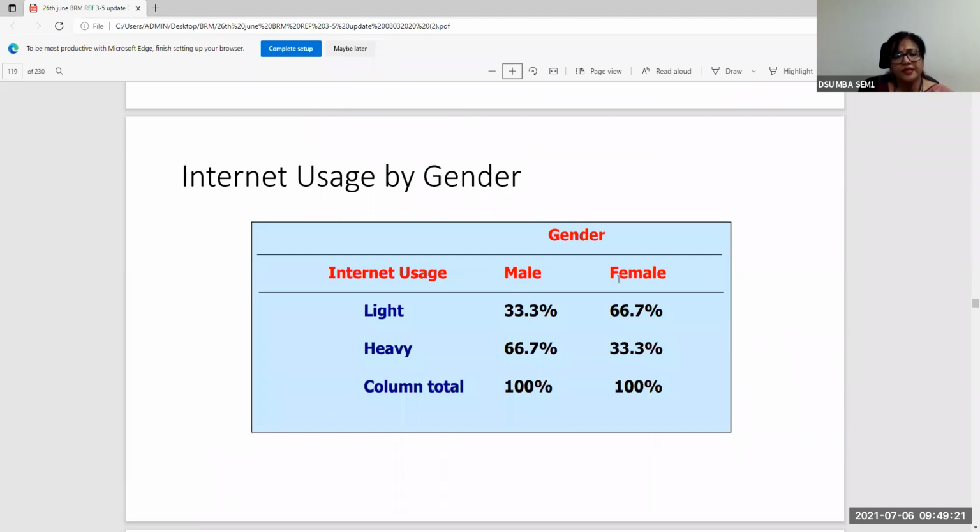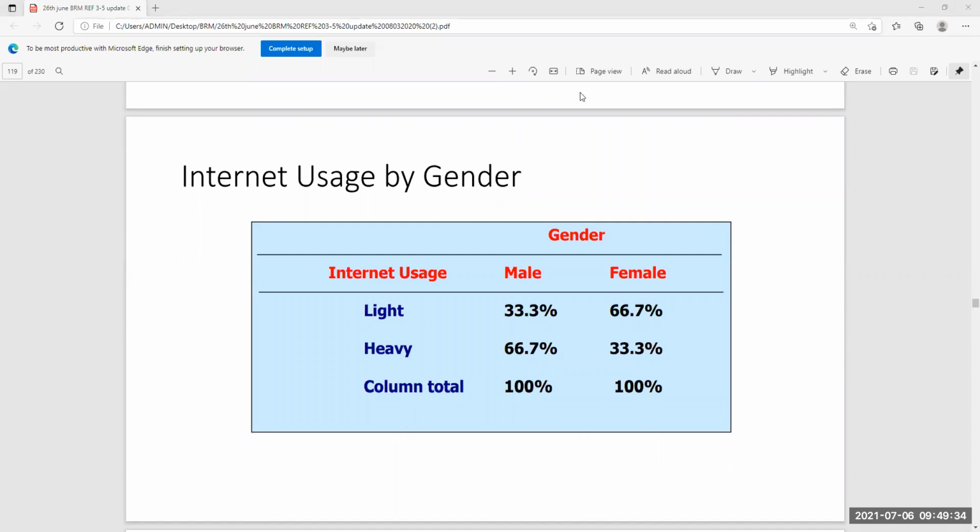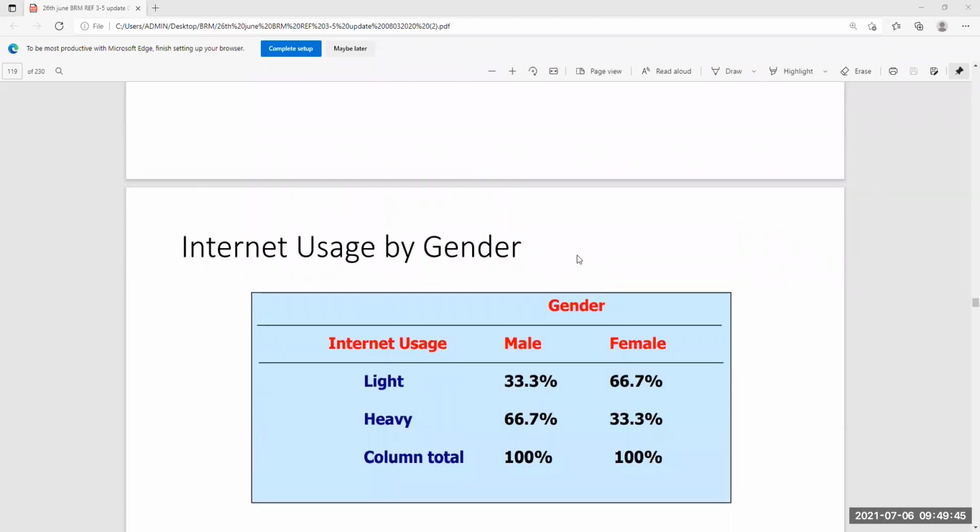What is good about the percentage? It helps you to understand the data a little bit more than what you would have understood had you not got the percentage. So what does it show here? What do you make out of this? Can somebody put in the chat box? What is the percentage of women having light internet usage? Female, gender, light usage. Some percentages mentioned here.